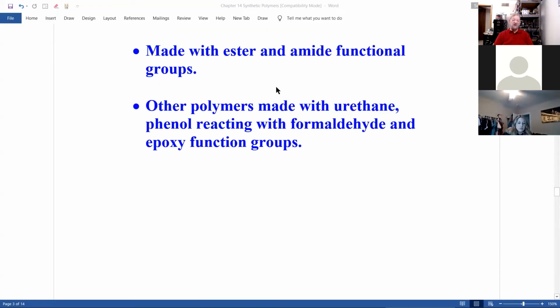And some of the other ones, which are not, are urethanes, phenolic polymers, which are made by reacting with phenol and formaldehyde. Also, epoxy, you can make polymers.